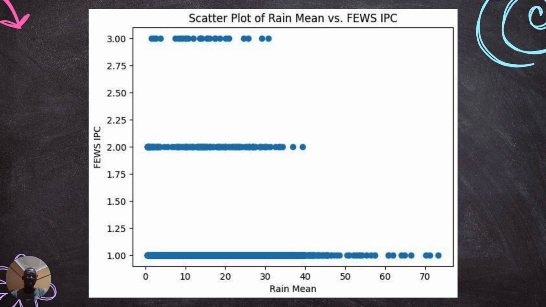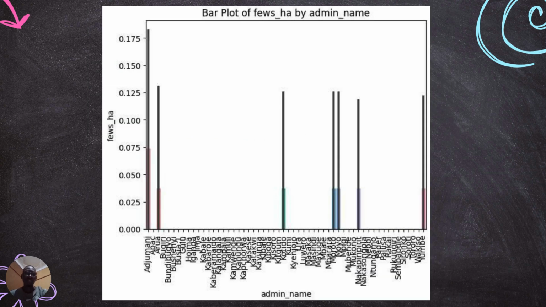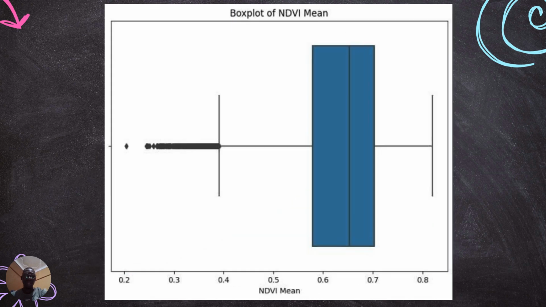And yes, let's look briefly at the bar plot, which has higher FUSE at some points, but most of the points with higher FUSE are in the north. I see here Yumbe, then Kitgum, basically northern Uganda, where they experience high chances of drought and maybe famine. So basically, that is it for the EDA.